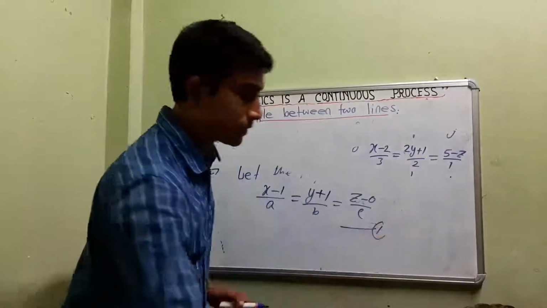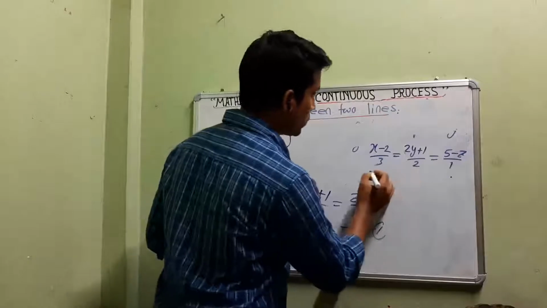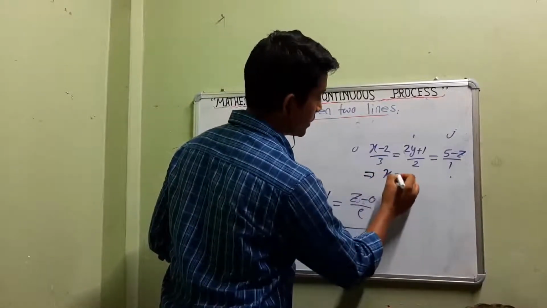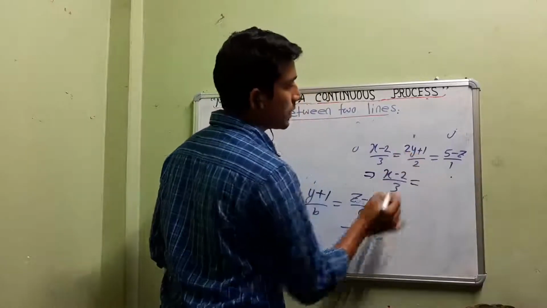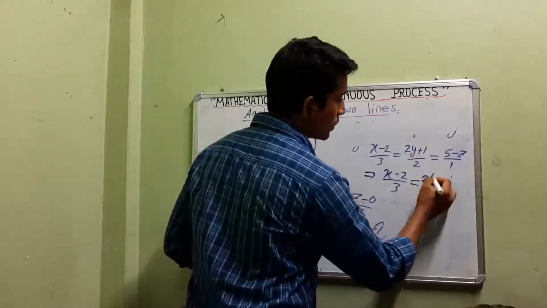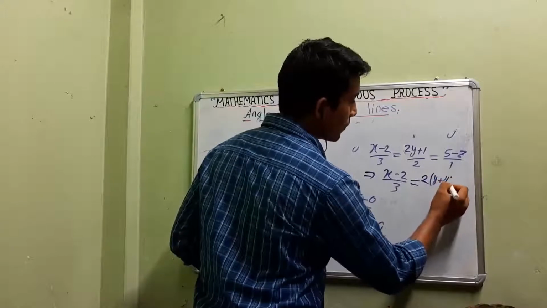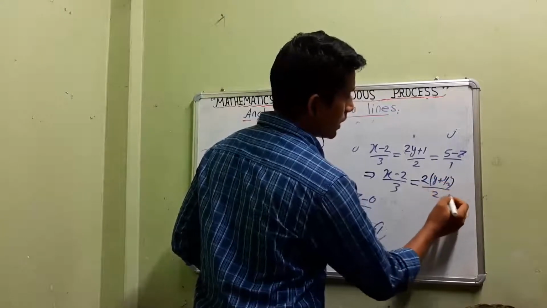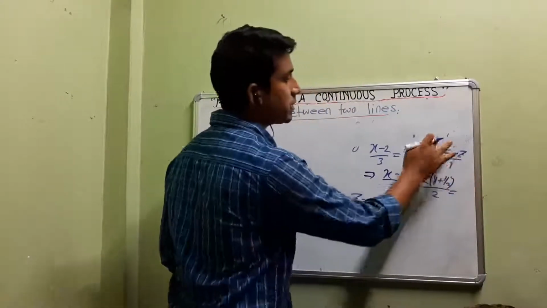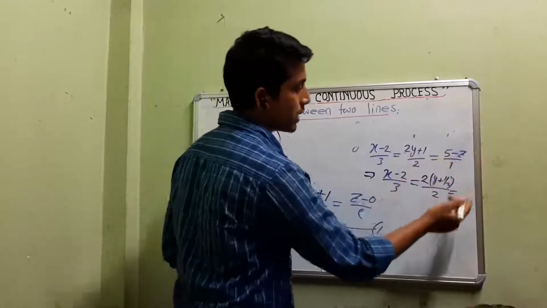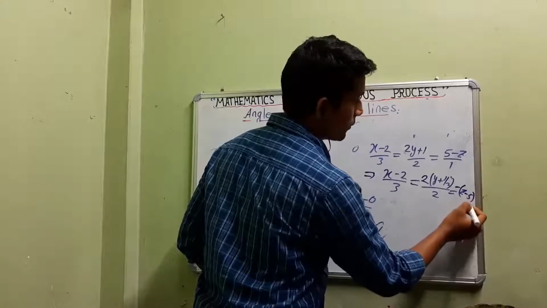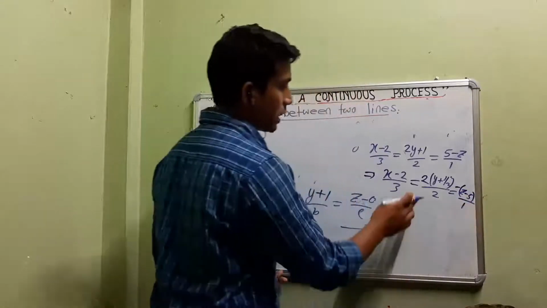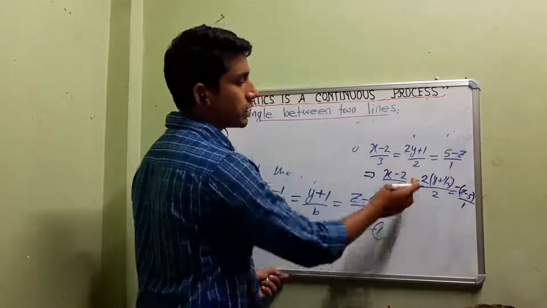How to do it, you see. The first fraction, (x - 2)/3, is already there in the format. But in the second, 2 is multiplied with that, so I can take 2 common, so it will be (y + 1/2)/2. Here also it should be z minus something, but it is given 5 - z, so I will take minus common, so it will be (z - 5)/1. Now, this one cannot stay in the numerator.